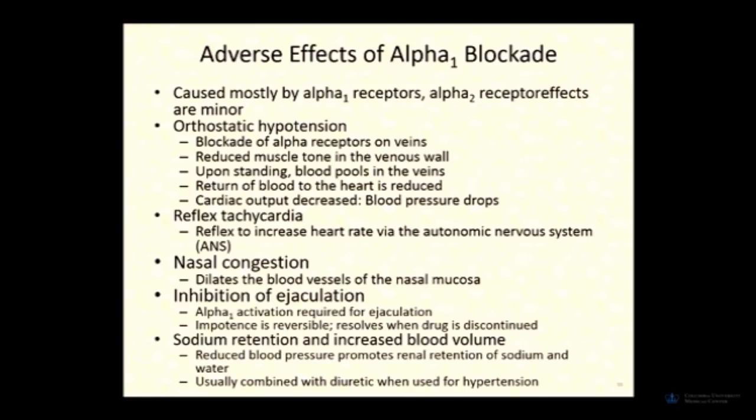Adverse effects of alpha-1 blockade, mostly by the alpha-1 receptors. The alpha-2 receptor effects are really minor. So the adverse effects are really a function of blockade of the alpha-1 receptor. One of them is orthostatic hypotension. So this is that tendency for, with changes in body position, blood pressure drops.